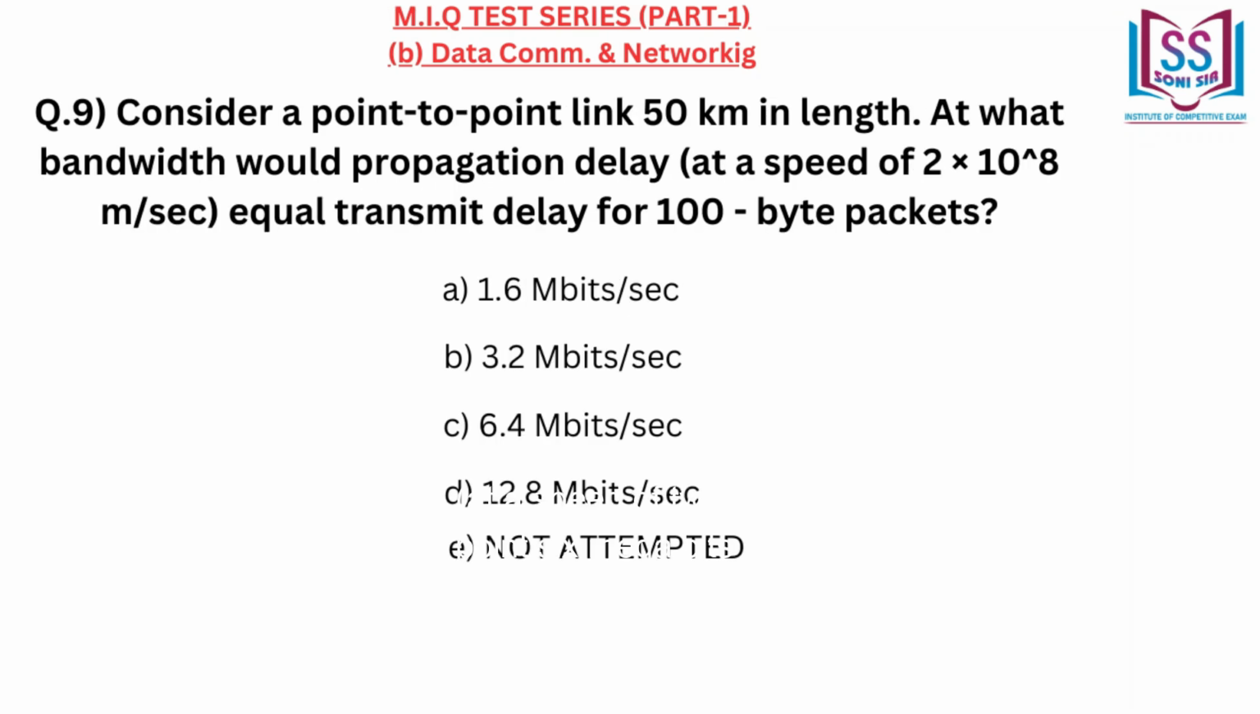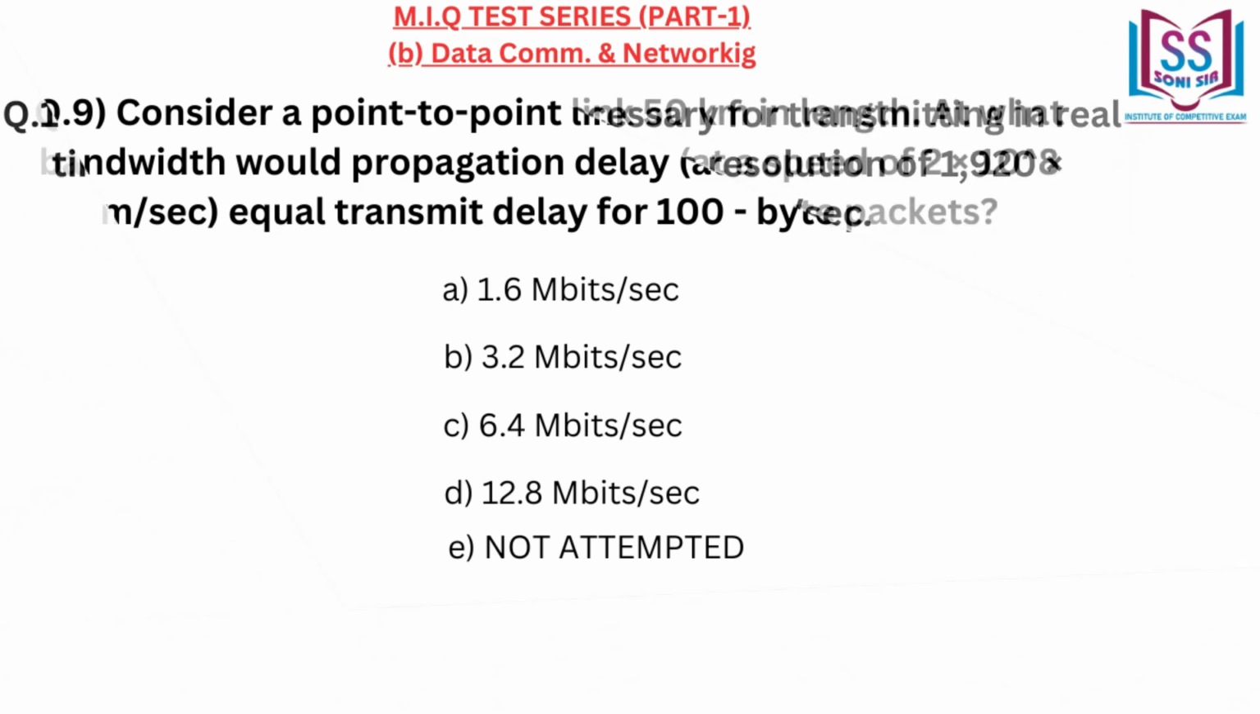Consider a point-to-point link 50 km in length. At what bandwidth would propagation delay, at a speed of 2 × 10^8 meters per second, equal transmit delay for 100 byte packets? A. 1.6 megabits per second. B. 3.2 megabits per second. C. 6.4 megabits per second. D. 12.8 megabits per second.